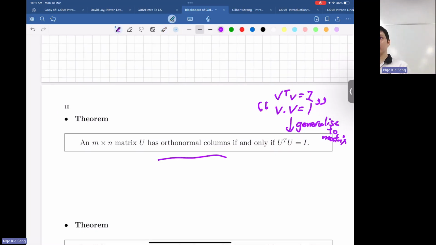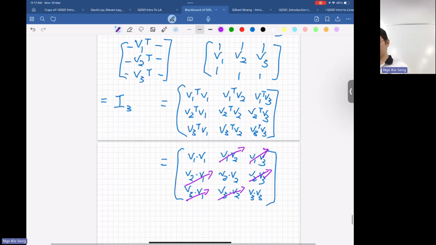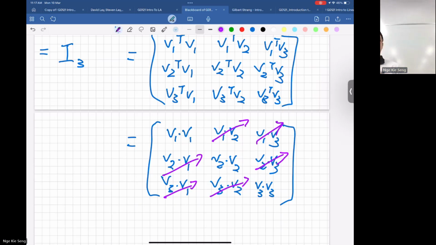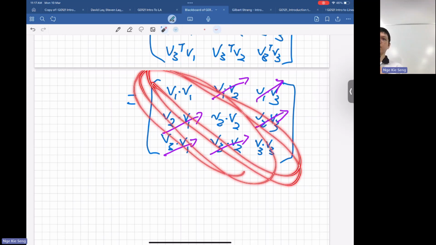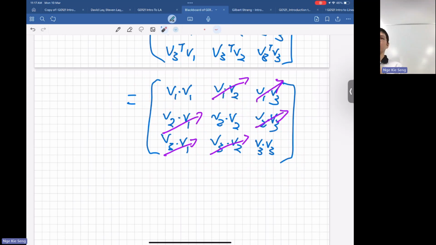Any questions so far for these two things here? Because how to show it? Basically, you just write the terms out. If they are orthonormal, the off diagonal terms are 0, and then the only thing you need to care about is the diagonal. So the question is what's the length?